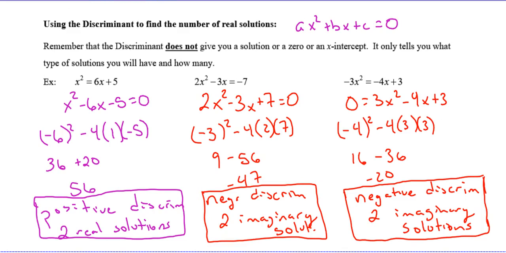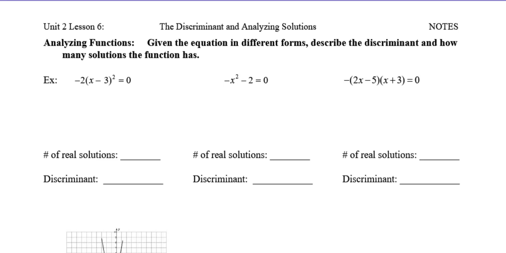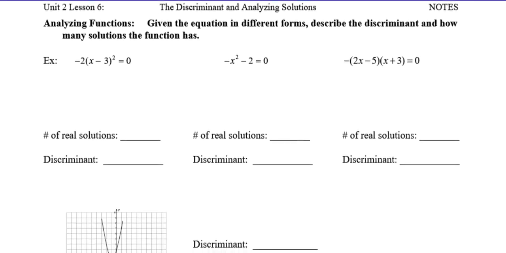Alright, so let's take a look now at the next page and talk a little bit about analyzing functions. Given the equation in different forms, describe the discriminant and how many solutions the function has. You should notice that this is in vertex form. In vertex form, it tells us the vertex, right? So I have a vertex at 3, 0, because I'm adding nothing. And it is going down, right? This is a max value, right?